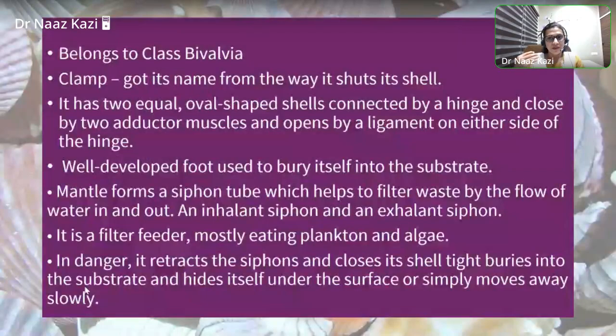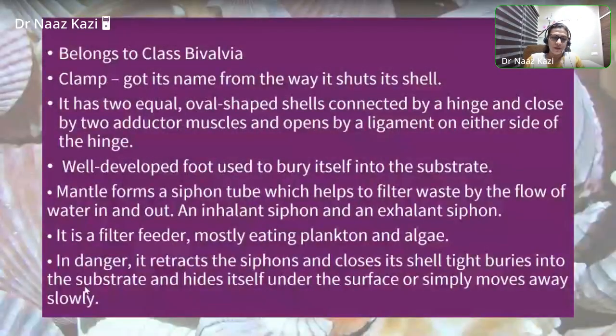The mantle, as I told you, forms into a siphon tube, which helps to filter the waste. That is the outflow of whatever is not wanted, the negative thing, what she was saying. They filter the waste by the flow of water in and out. So they have two siphons: one acts like an inhalant, which takes in the good, the oxygen or the good things from the water. And they also have an exhalant siphon, which gives out the waste, right?